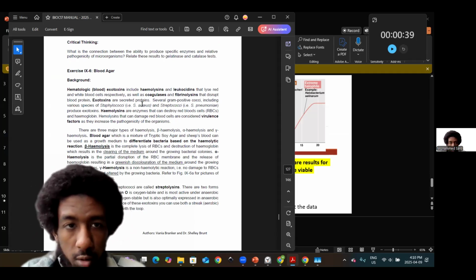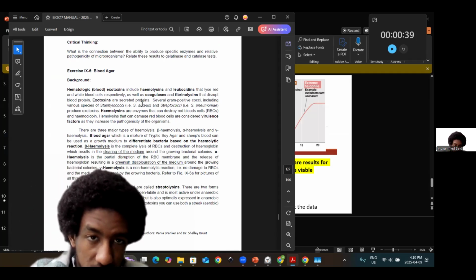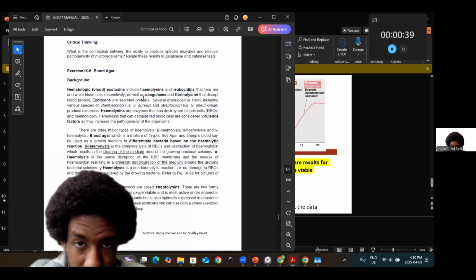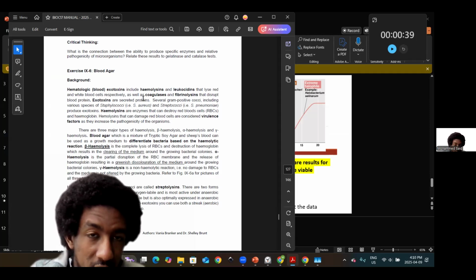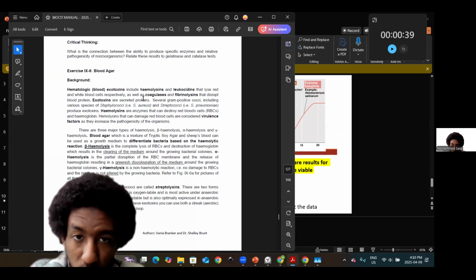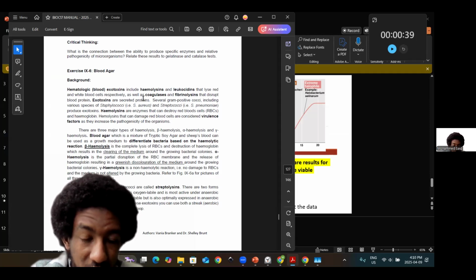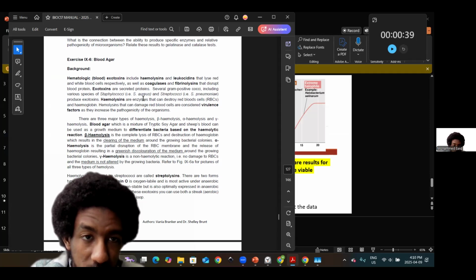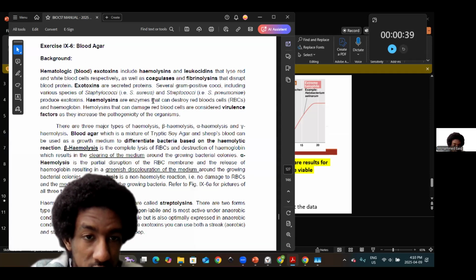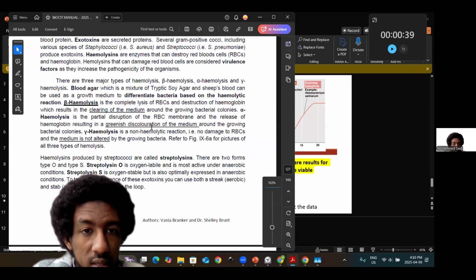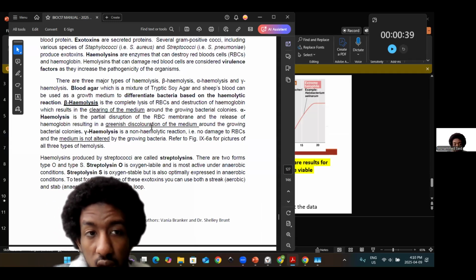to now blood agar, exotoxins, hemolysins, leukocidins, right? That break down red and white blood cells respectively, and coagulases and fibrinolysins, which, by the way, is connecting you to probably C23 and B12. So you can definitely see the applicatory nature of this lab. And then you have the differences in clearing.